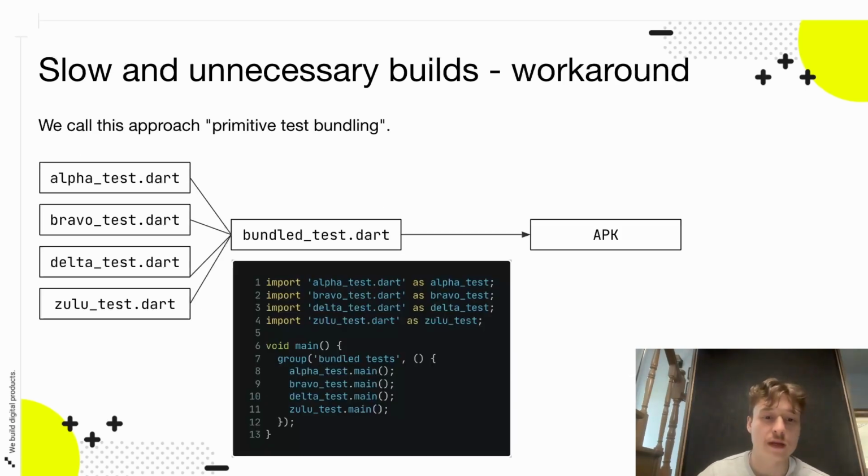But there are some workarounds that you probably have in your mind, which is, for example, okay, so let's take all of those files and just import them in one file and run it. And it's really a good idea. And we call it a primitive test bundling because it actually bundles tests. And you have one APK, so it's solving this problem.